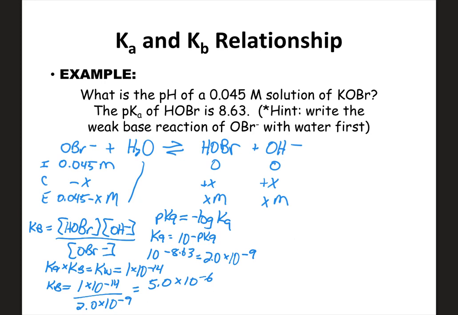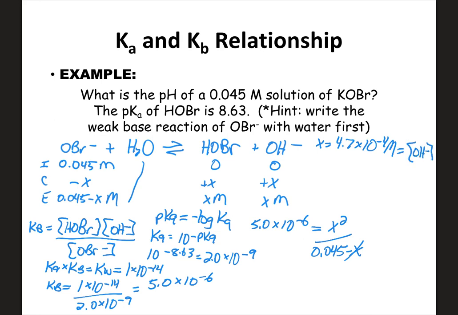So now that I know my Kb, I can plug in what I know to my Kb expression. So I have 5.0 times 10 to the minus 6 being equal to x squared all over this 0.045 minus x. We can do the x approximation, makes it a little bit easier to solve for x here. When I do solve, x is going to be equal to 4.7 times 10 to the minus 4th molar. And realize here that x is your concentration of OH minus. This is not equal to the concentration of H plus here.